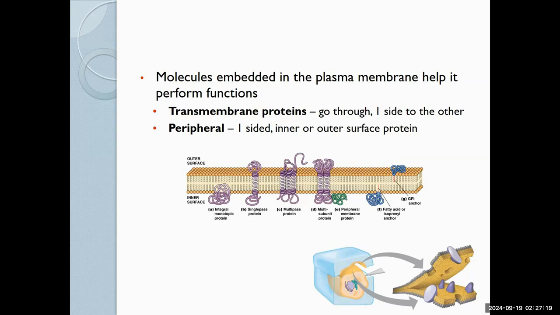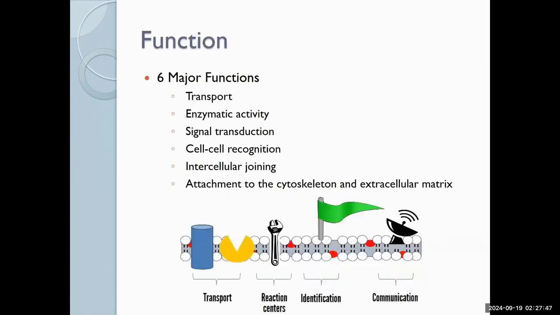There are many molecules embedded in the plasma membrane to help it perform its functions. Some of these molecules are described as transmembrane, meaning they go through one side to the other. Others are described as peripheral, meaning that they are one side only. They're either on the inside of the cell or the outside. These individual proteins have their own functionality. And that's where we get the term mosaic model. The plasma membrane is riddled with proteins that are capable of moving stuff, doing stuff, sending messages, receiving messages, attaching.